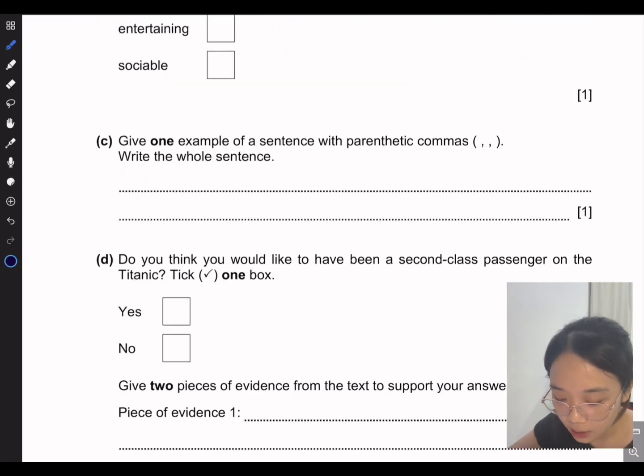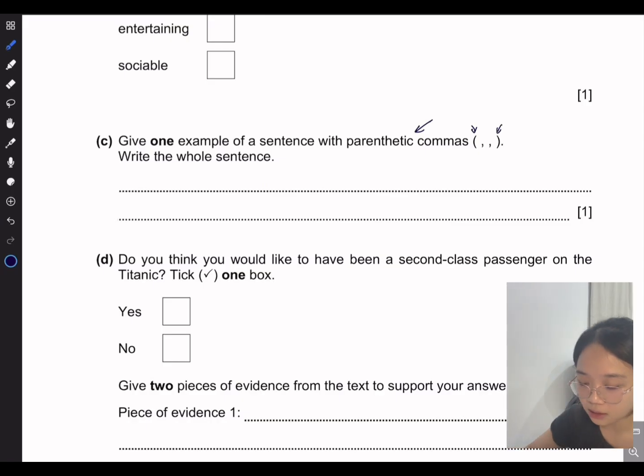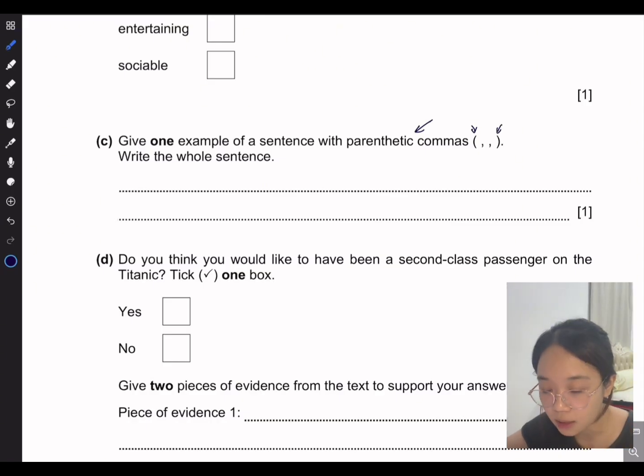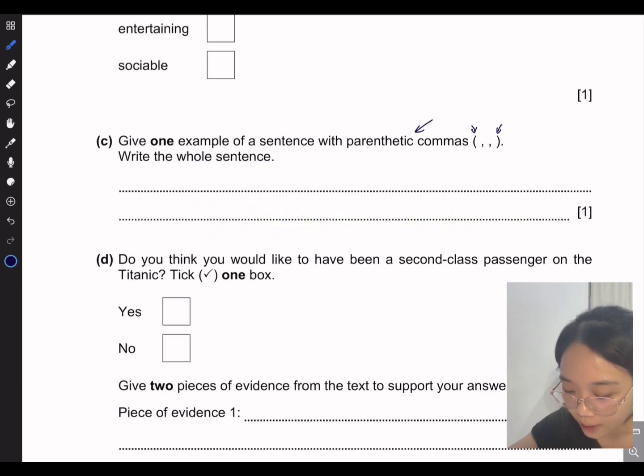The next question: give one example of a sentence with parenthetic commas. So parenthetic commas, another term would be bracketing commas, as you can see here. Okay, so what's the purpose of these parenthetic commas is to add extra information. Like for example, I can give you one example here.